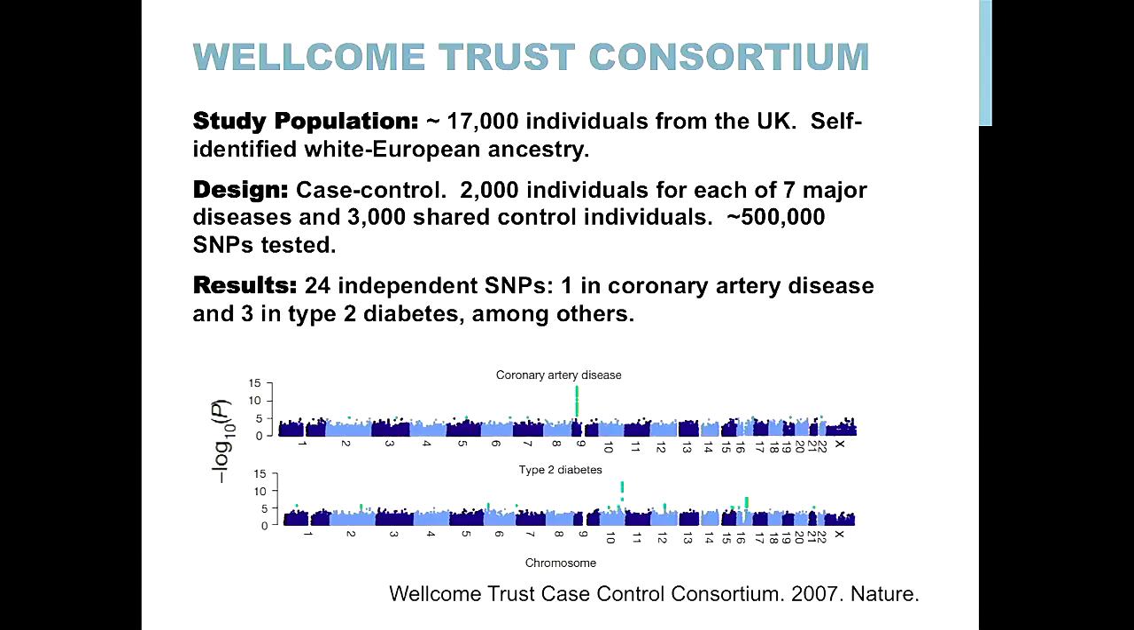And they tested about 500,000 SNPs, and in the results they found that 24 independent SNPs, one of them was associated with coronary artery disease. I know one of the groups was looking at heart disease from the Design Your Own GWAS part of this lecture, so this has been done. And 3 were found in type 2 diabetes, among many of the others. I think they also did bipolar disease, and I know they did hypertension, and in many of those diseases, there were very few findings.